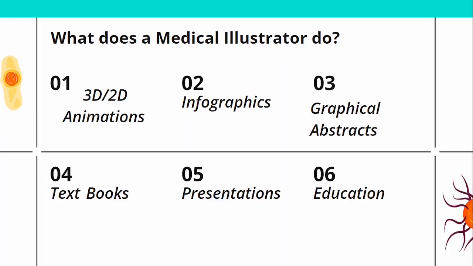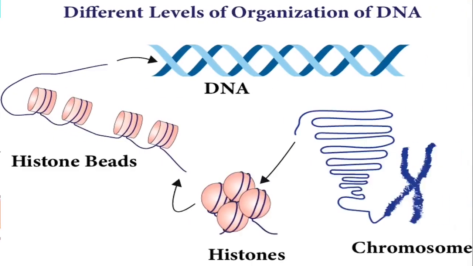Then we have graphical abstracts, and if you are a student or a researcher and you have ever had an experience reading a research paper, you might have seen illustrations like these. This is just a very basic example, but in this illustration, what it is trying to show is that we have the structure of DNA that is wound around histone beads. These histone beads then condense further, and this condensation leads to the formation of these threads, and then they further condense to form a chromosome.